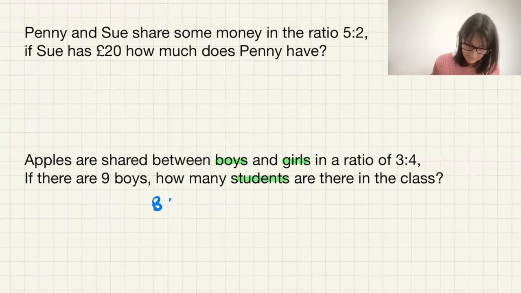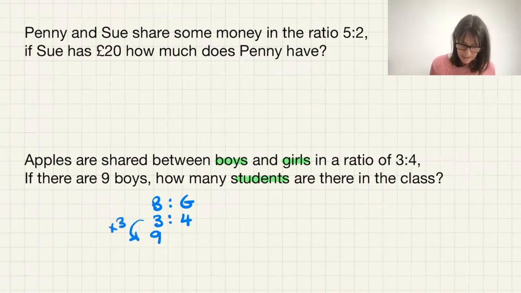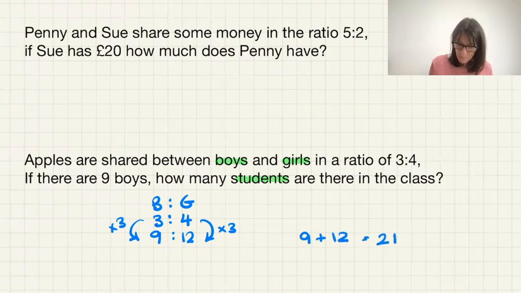So I've got boys to girls, 3 to 4. There are 9 boys, so I can put 9 in the boys column, and then I can go from there. Timesing by 3 gets me to 9. Do the same, and I've got 12. Go back to the question. How many students are there in the class? So it's not how many girls. It's not just this missing number, but how many in the class altogether. Well, there are 9 boys plus 12 girls. So there are 21 students in the class. And if you got that right, really, really well done.